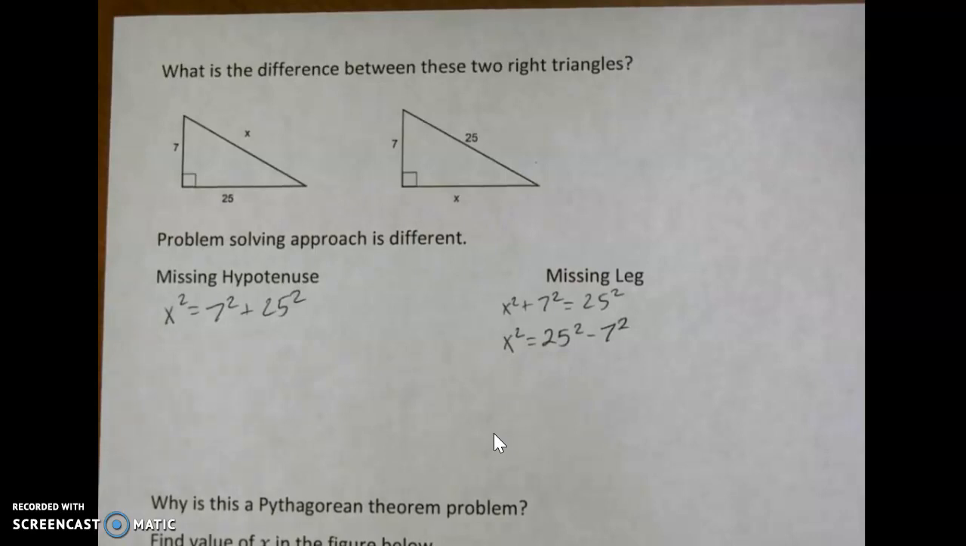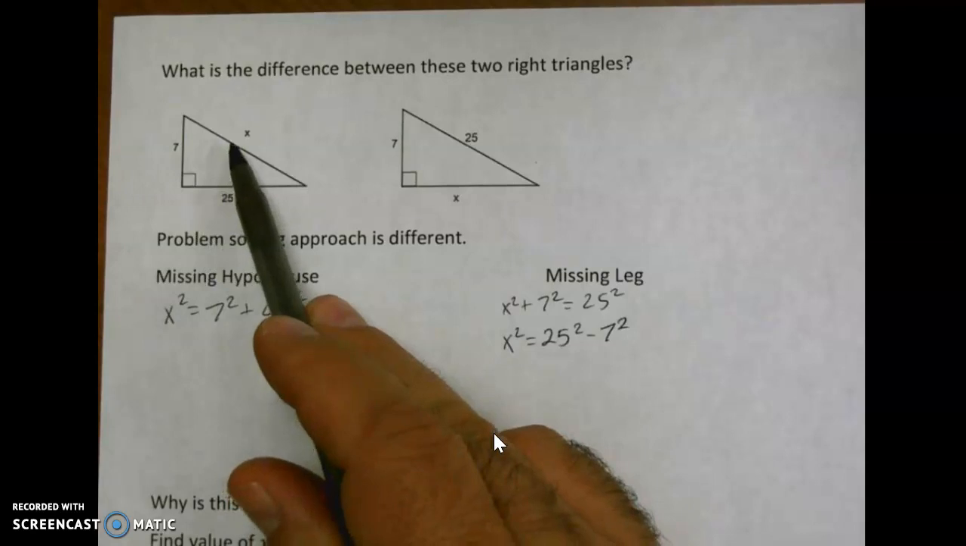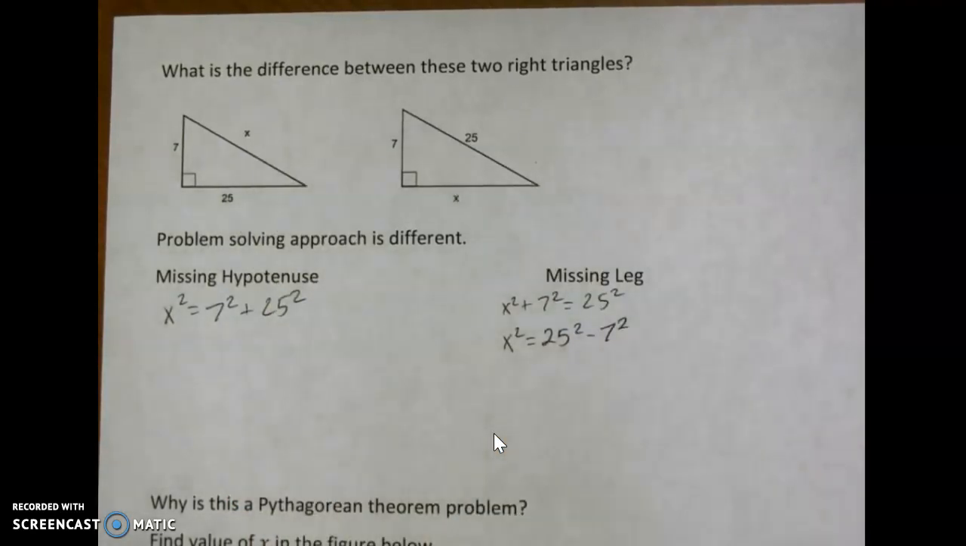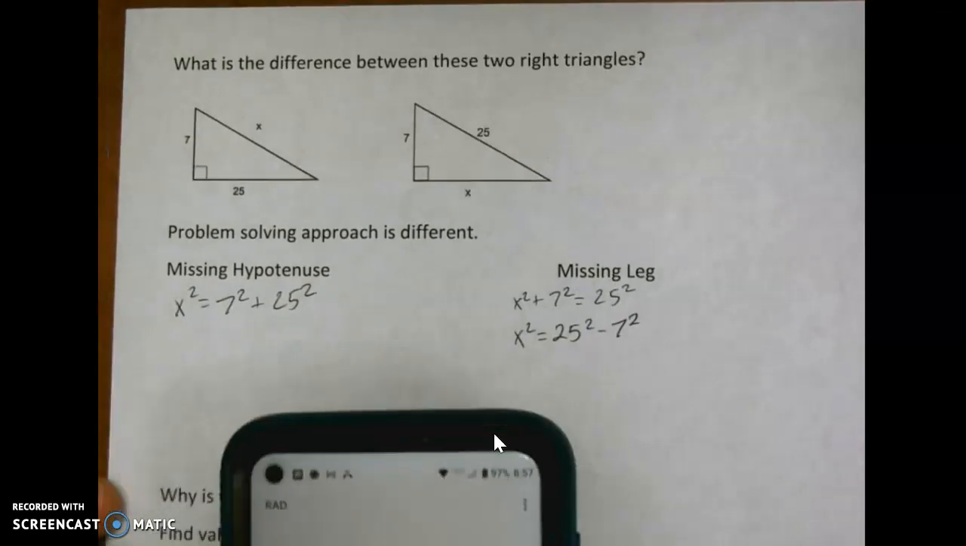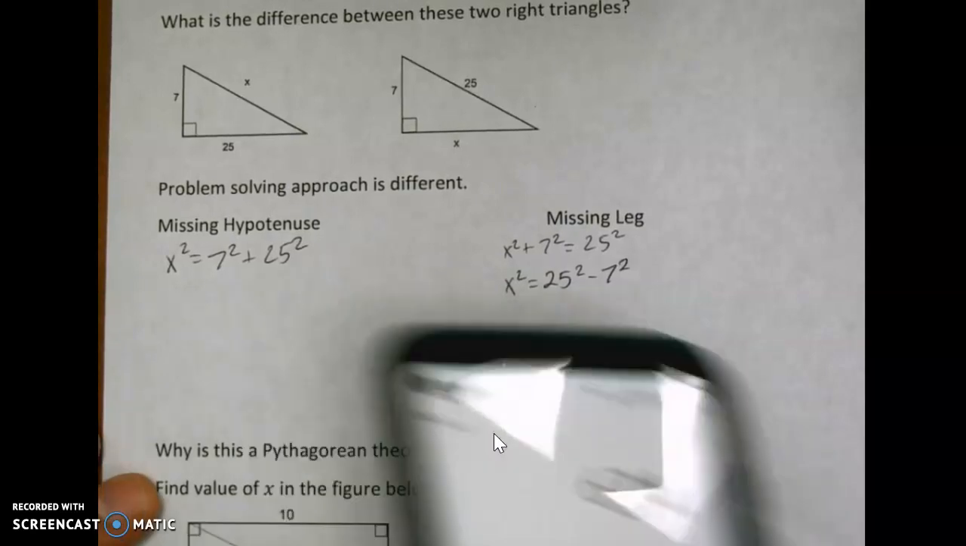And if you get confused on which one's the leg and which one's the hypotenuse, just know that the hypotenuse is always the side that is opposite the right angle. And since it's opposite the right angle, it's always the side that is the larger one, okay? So I'm going to use my little phone calculator here. 7 squared plus 25 squared equals 674, okay?